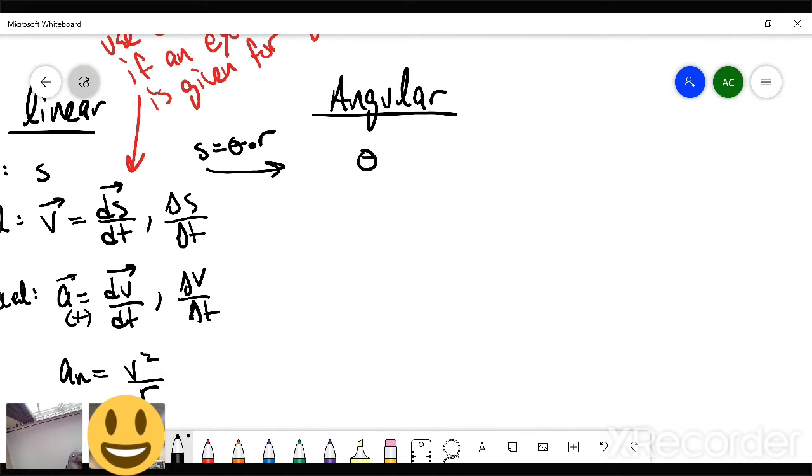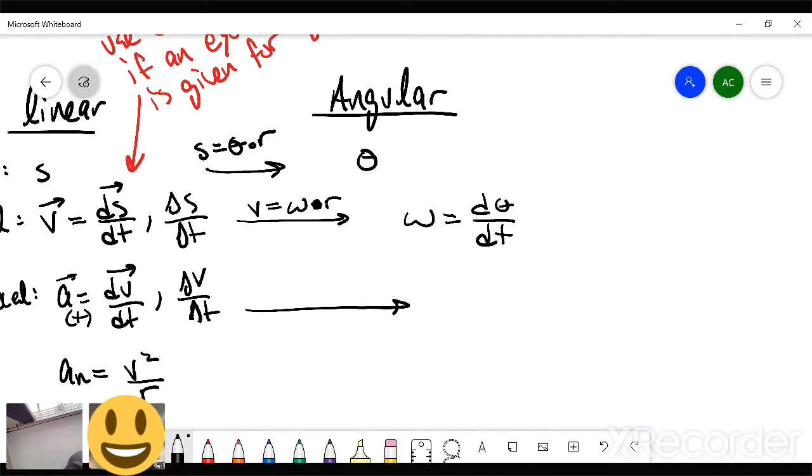Okay, so that's how you convert from one to another. Then you have angular velocity, which is w, and you have to know that v equals w times r. If you use the traditional equation as a reference, you get that w equals d theta dt, because the arm is not changing.